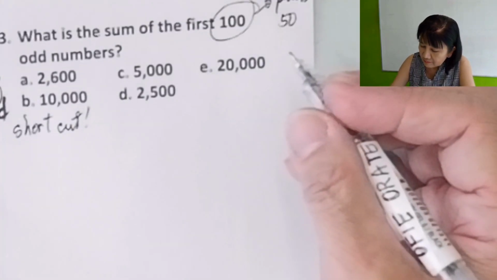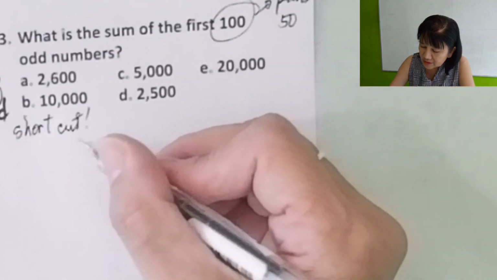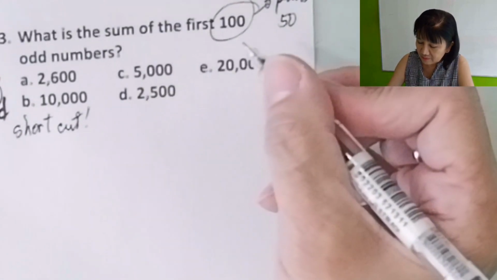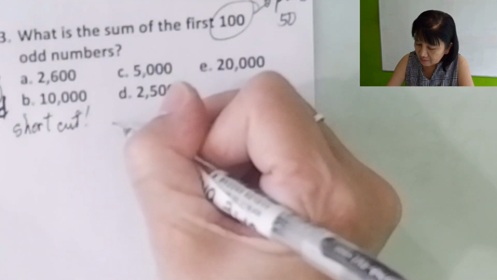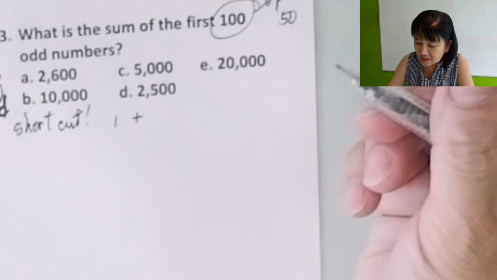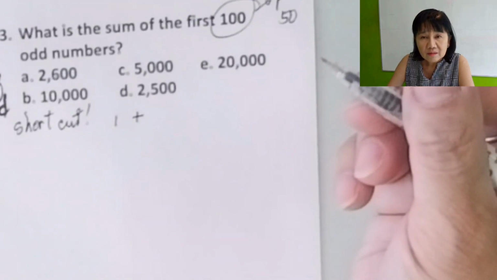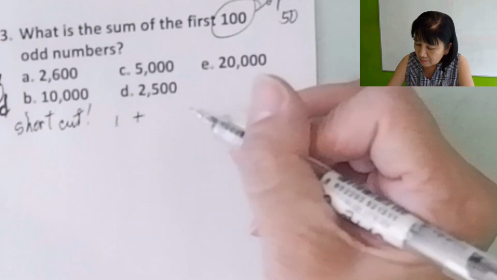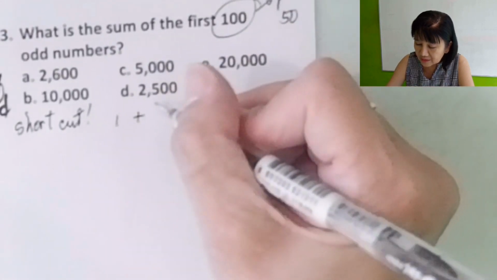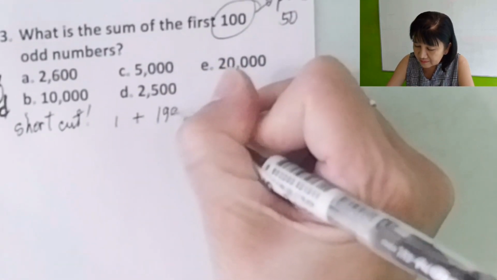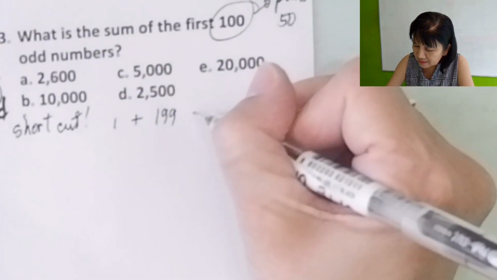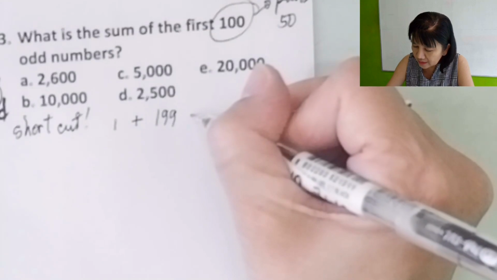Now, what is the first odd number? The first positive odd is 1. What is the last positive odd number from 1 to 200? It's 199. Okay. Why 199? Why 1 to 200?